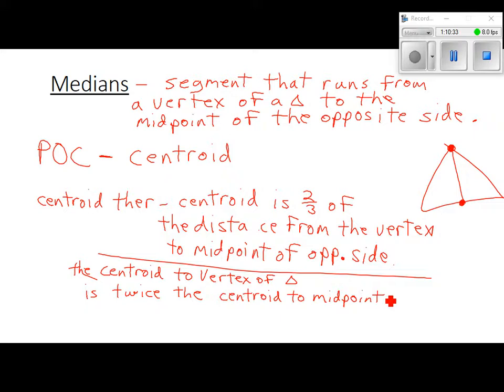So, if I'm looking at this, that's the midpoint, right? That's the centroid, that's the vertex. Let's do the top one. So we have that. The theorem says this distance from the centroid to the vertex, to the corner, is 2/3 of the whole distance. All right? So if this is 2/3 of the whole distance, this part over here is what? 1/3.